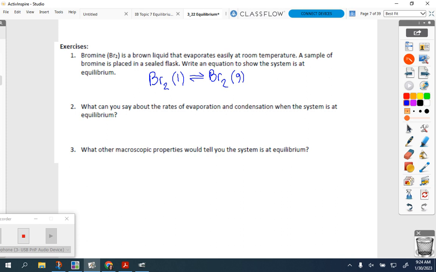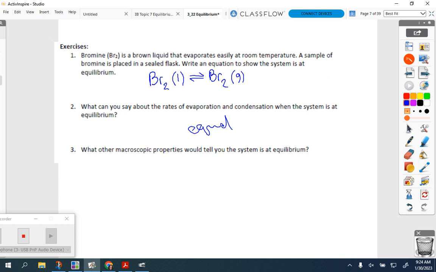We talked about this briefly when we talked about the enthalpies of formation being 0 for these guys because they are already in their standard state. So you might be asked to know that this is Br2 and not just Br. But yes, that is exactly right. So what is true about the rates of evaporation and condensation of our bromine? Yeah, they're equal. The rate of evaporation is equal to the rate of condensation.